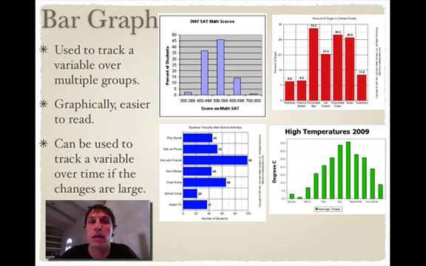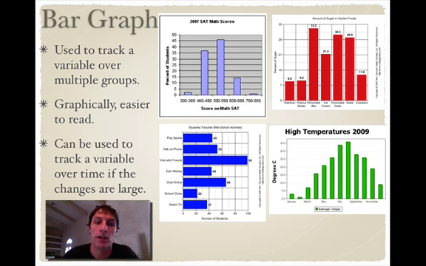So the examples we have here, we have the 2007 SAT math scores, and they have it by group. So, 100 point groups, and then the percentage of students that scored in each group. The second graph in the upper right hand corner, we have the amount of sugar in certain foods. So we have the food categories at the bottom, and then the percentage for sugar in each of those categories. That's probably an average, I would imagine.